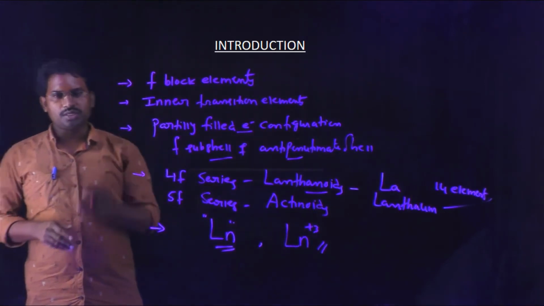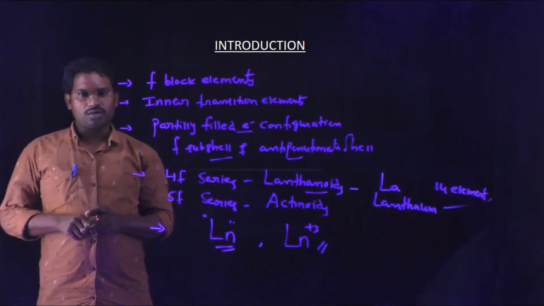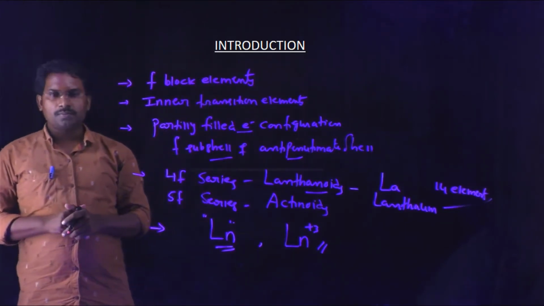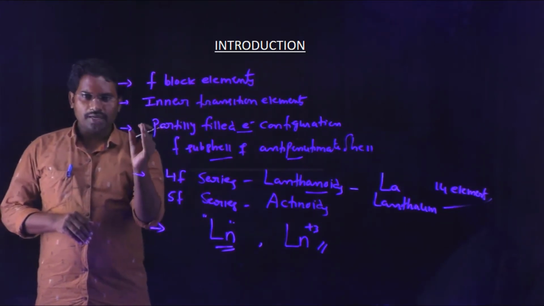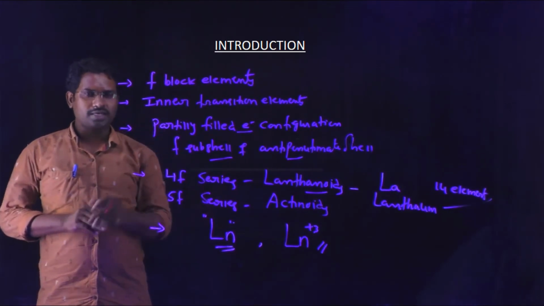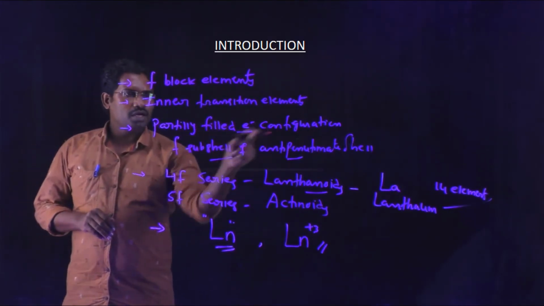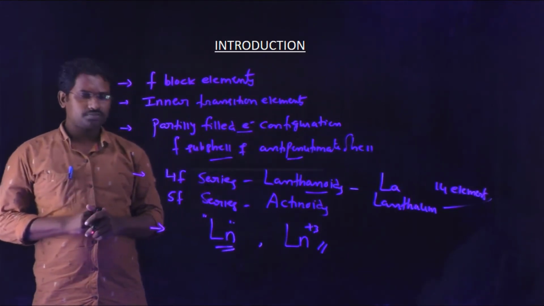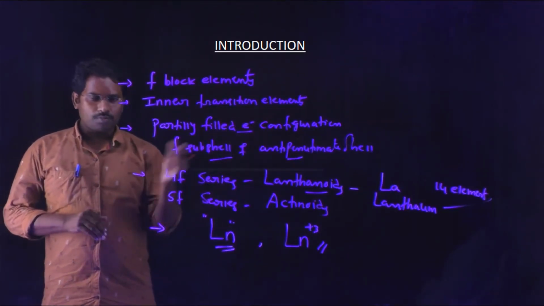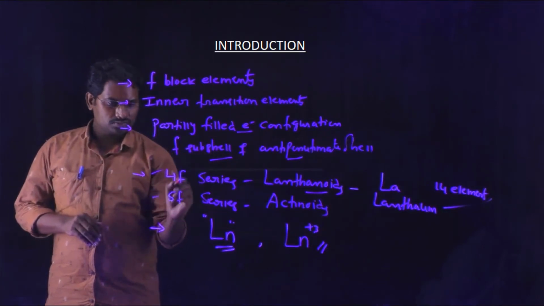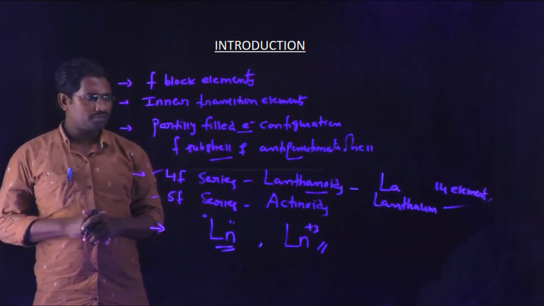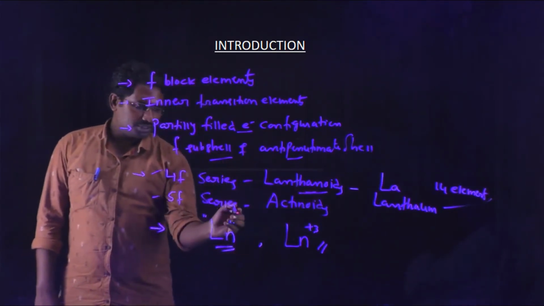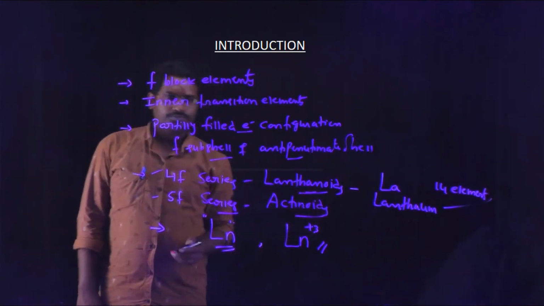So this is the introduction part of the f block elements. F block elements are also known as inner transition elements. The elements which belong to the f block have a partially filled f subshell of the antepenultimate shell. These f block elements are arranged in two series, the 4f series and the 5f series. 4f series elements are known as lanthanoids. 5f series elements are known as actinoids.